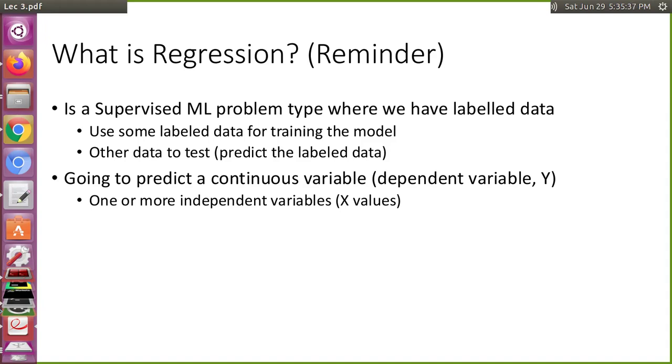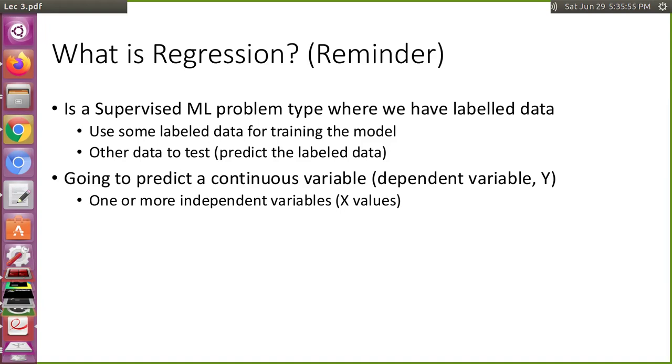But if you are going to predict a value like, say, the cholesterol level in the blood, that is known as a regression problem, right? So in today's lesson, we are going to learn about a specific regression problem known as linear regression, right?